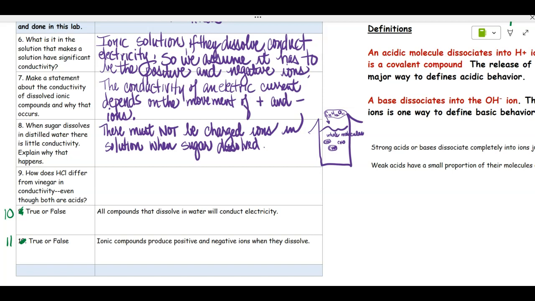Now, we didn't do vinegar. I had too many samples. So how does HCl differ from vinegar? Well, if you had done this, HC2H3O2, this is the formula for vinegar, and there's the acid hydrogen. And this is the formula for HCl, and here's the acidic hydrogen.